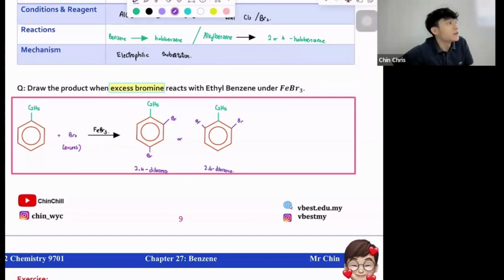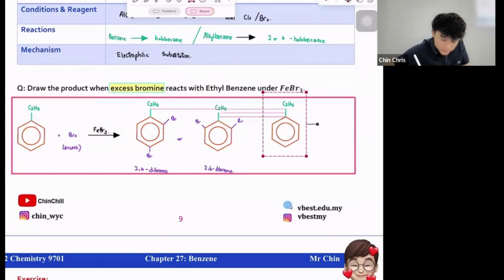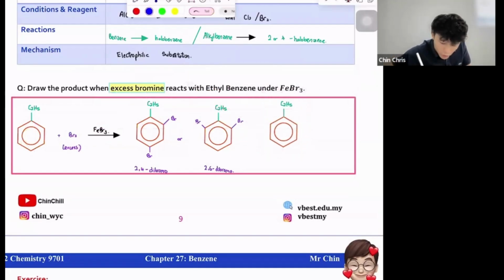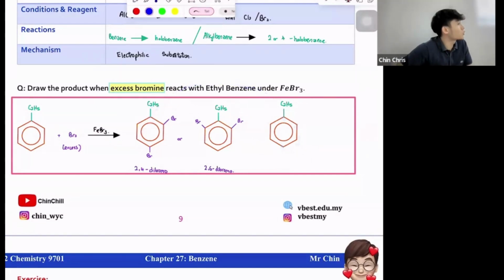Or 4,6? It cannot be 4,6, guys. Can anyone tell me why it can't be a 4,6? Because 6 is the same place as 2. It's the same as a 2,4. The last one is, what about putting 3 bromine? It's going to be a 2,4,6. Well done, if it's under excess.